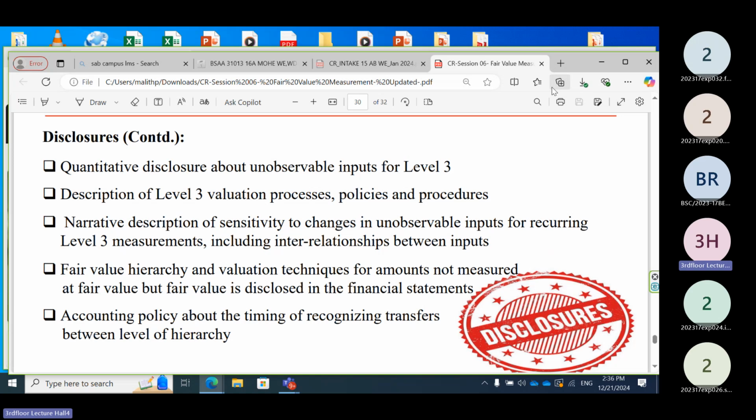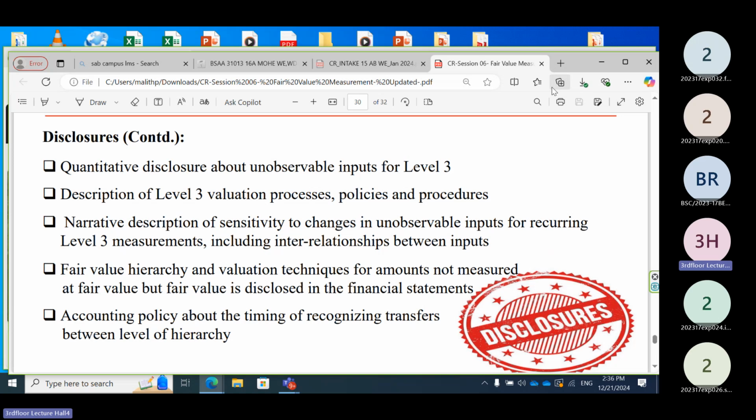Quantitative disclosure about the unobservable inputs should be given, and a description of the level 3 valuation process, policies, and procedures. If it is a level 3 valuation, it's unobservable inputs, right? We need to clearly mention the process, policies, and procedures we use to do the fair valuation. That's very important.